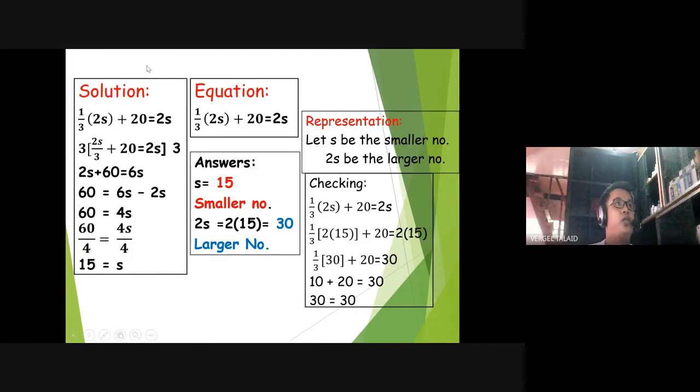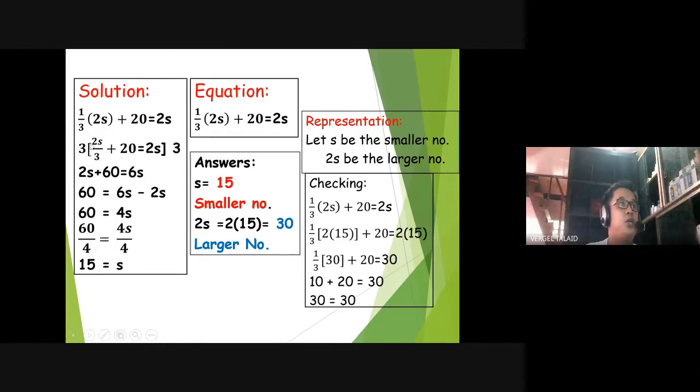this time our equation has a fraction. So we are going to remove this 3 first. How? By multiplying both sides by 3. Multiply the left side by 3 and the right side by 2S. Take note that we have a denominator 3. So 3 times 2S is 6S divided by 3 is 2S. Or just cancel 3 on 3, that is 2S.